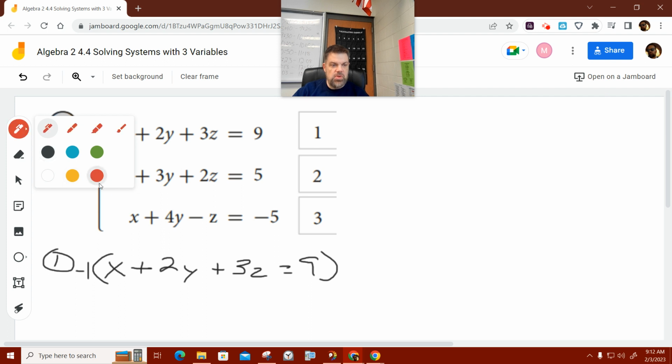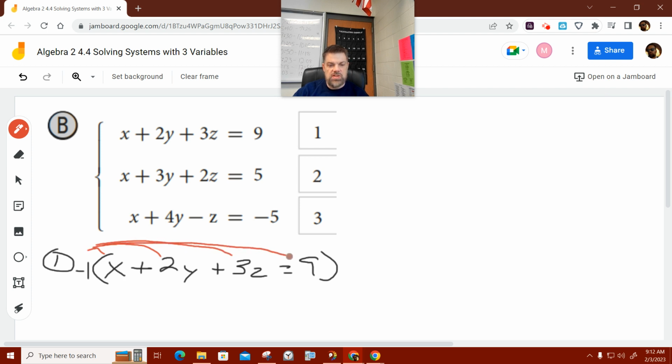So now I'm just going to push this through the parentheses. All that really does, whenever you multiply by a negative, it just changes the sign. So this becomes negative x minus 2y minus 3z equals -9.